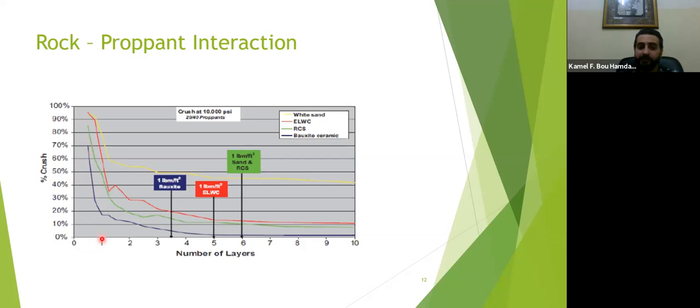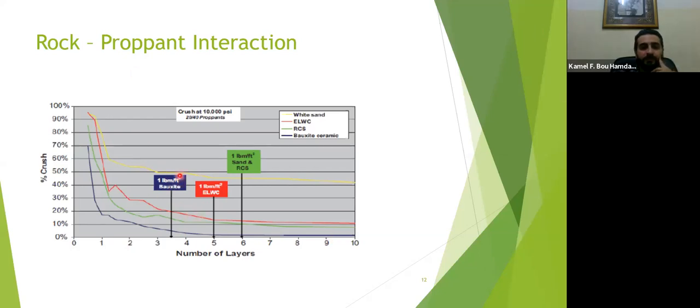Moving to the one layer, which is the monolayer case, you can see that the percentage of crushed has decreased a lot for all of them. For ceramic ones, which is this curve over here, it is kind of acceptable. Now it's below 20%. However, for the others, it's still somewhere like 50% or more. So as we are increasing the number of layers, the percentage of crushed proppants is getting lower. This shows us that we should aim to get as many layers as possible to save our fracture conductivity and prevent it from reaching very low values.